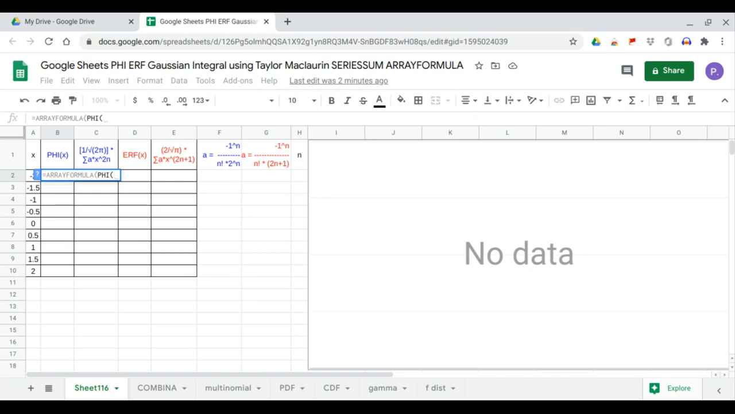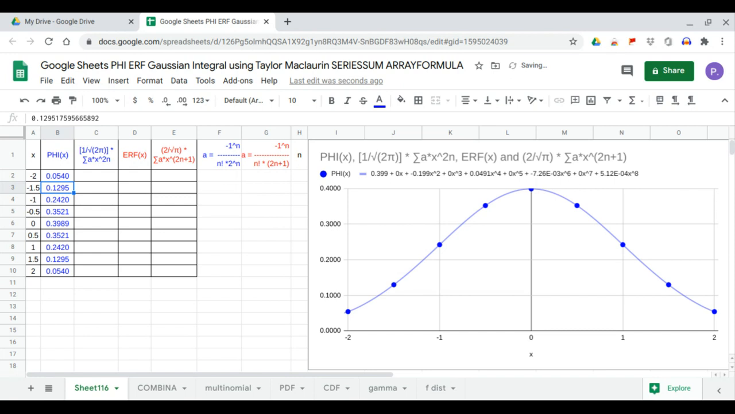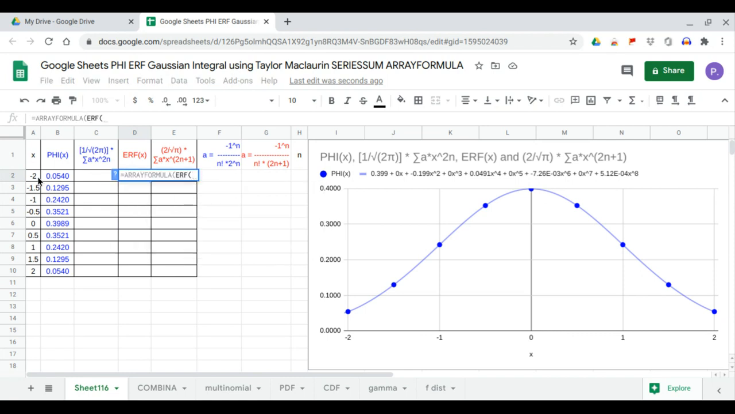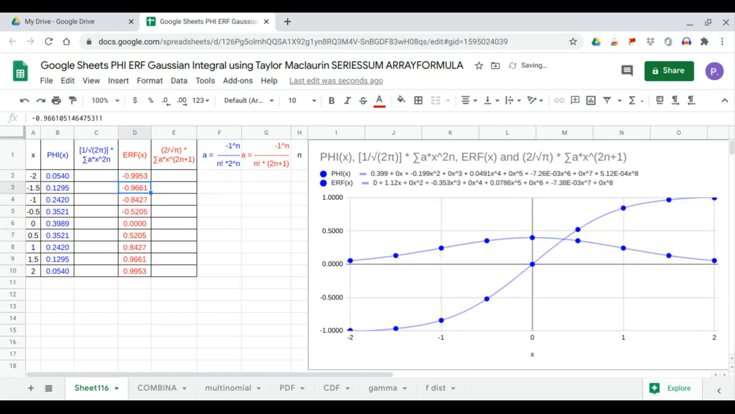Phi of the x values from -2 to +2. And here's the trend line and the trend line equation. Next, we generate the ERF function. Array formula, ERF of x from -2 to +2. And here you have the ERF function.